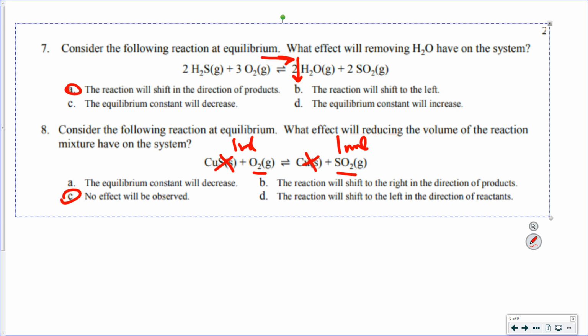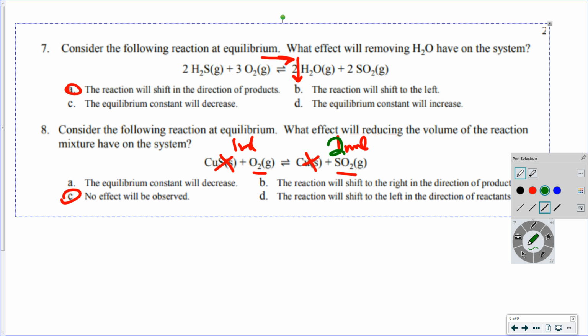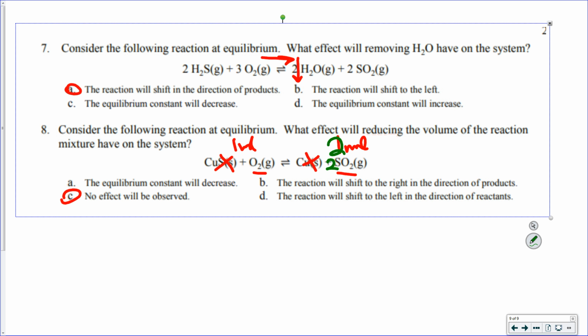Reducing the volume would make it go to the side with the fewest moles. So let's say that there were 2 moles of gas on this side. Let's say this is a 2. All right. So if that were the case, we reduce the volume. What it wants to do to release the stress is get rid of some of those moles of gas. So it would run in this direction, in the reverse direction. It's trying to get back to where it was, that status of equilibrium, as much as it can.